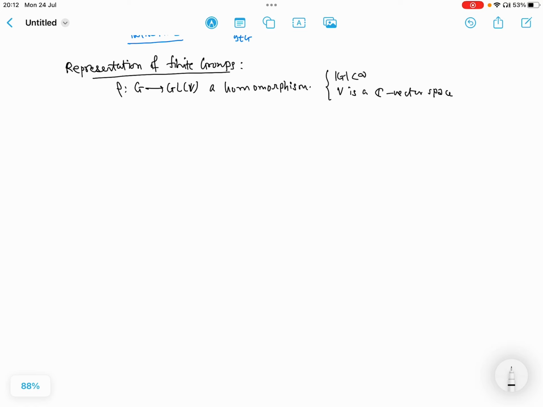So now let's see some examples before going into the theorems. Because this is a homomorphism, the trivial homomorphism is always available. I take any G, and rho acting on any element G is an invertible linear transformation from V to V, because rho G is an element of GL(V). So you can take the identity for all G. This is the trivial representation.